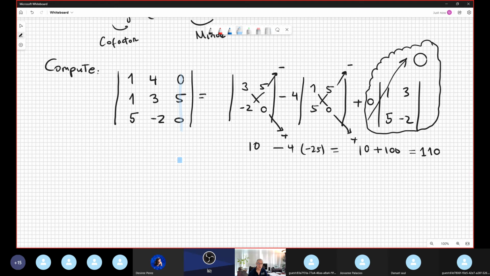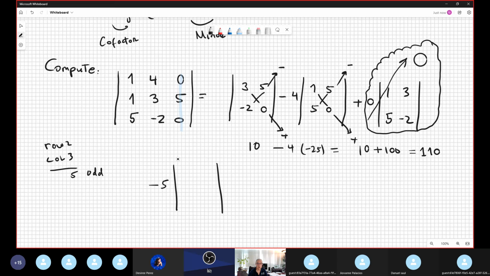5 is located in the position row 2, column 3, no? Okay, row 2, column 3. And 2 plus 3 is 5, and 5 is an odd number. So it's negative. Okay, it's negative 5. Negative 5 times something.